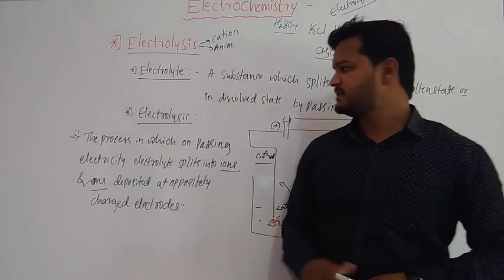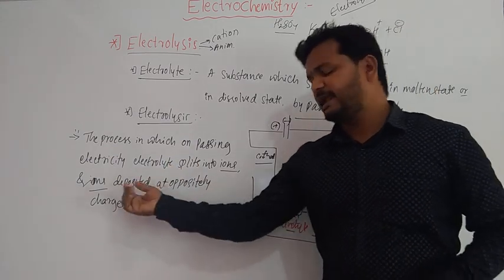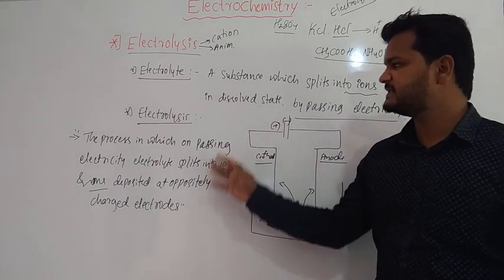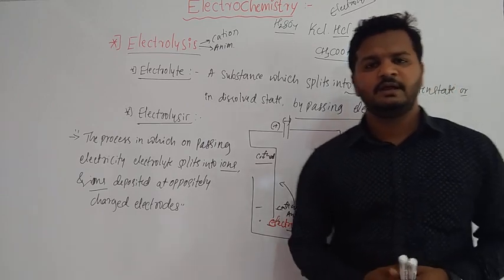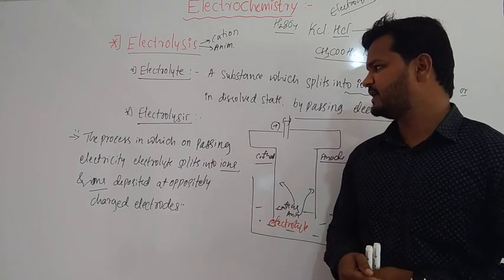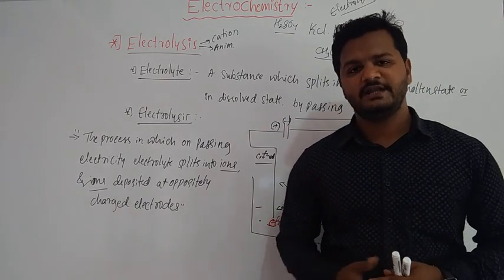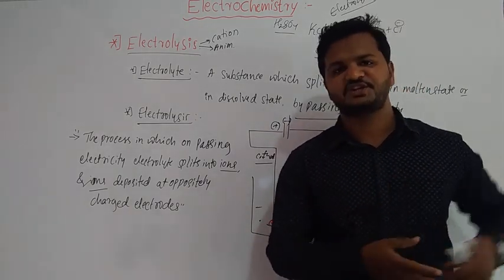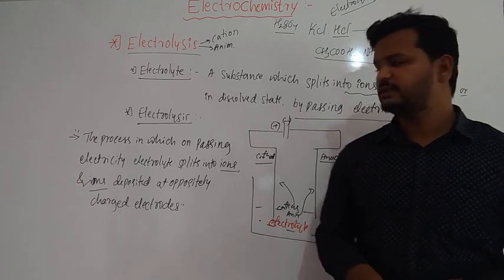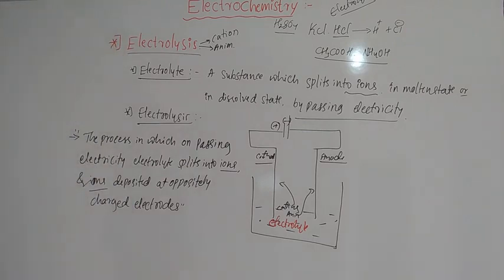Students, electrolysis means the process in which, on passing electricity, the electrolyte splits into ions and ions are deposited at oppositely charged electrodes. This is known as electrolysis. And next, applications of electrolysis. Applications of electrolysis are electroplating and electrolytic refining, and it is used in the extraction of metals and purification of metals, and electrotyping and electroprinting. So they are the examples of electrolysis. So take it down: electrode and electrolysis.